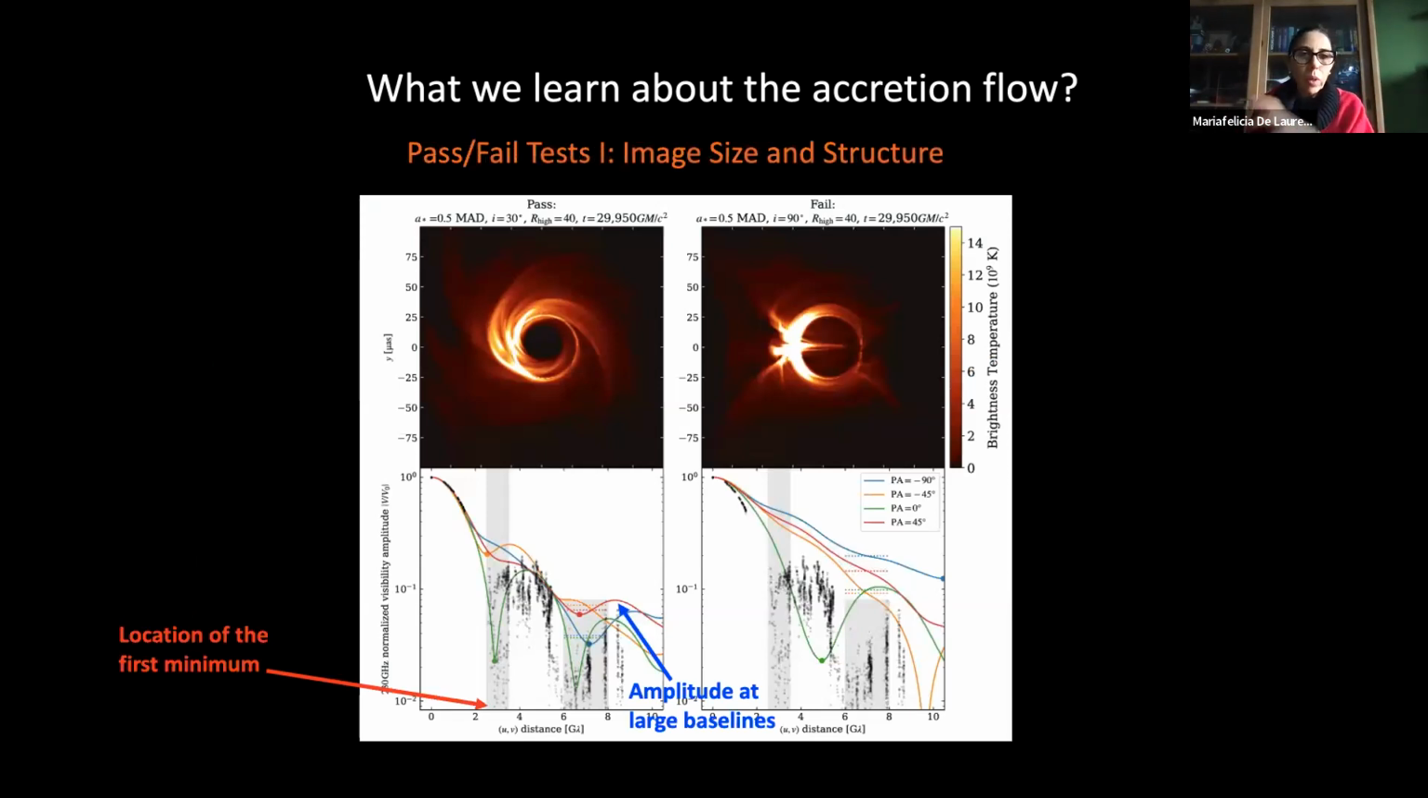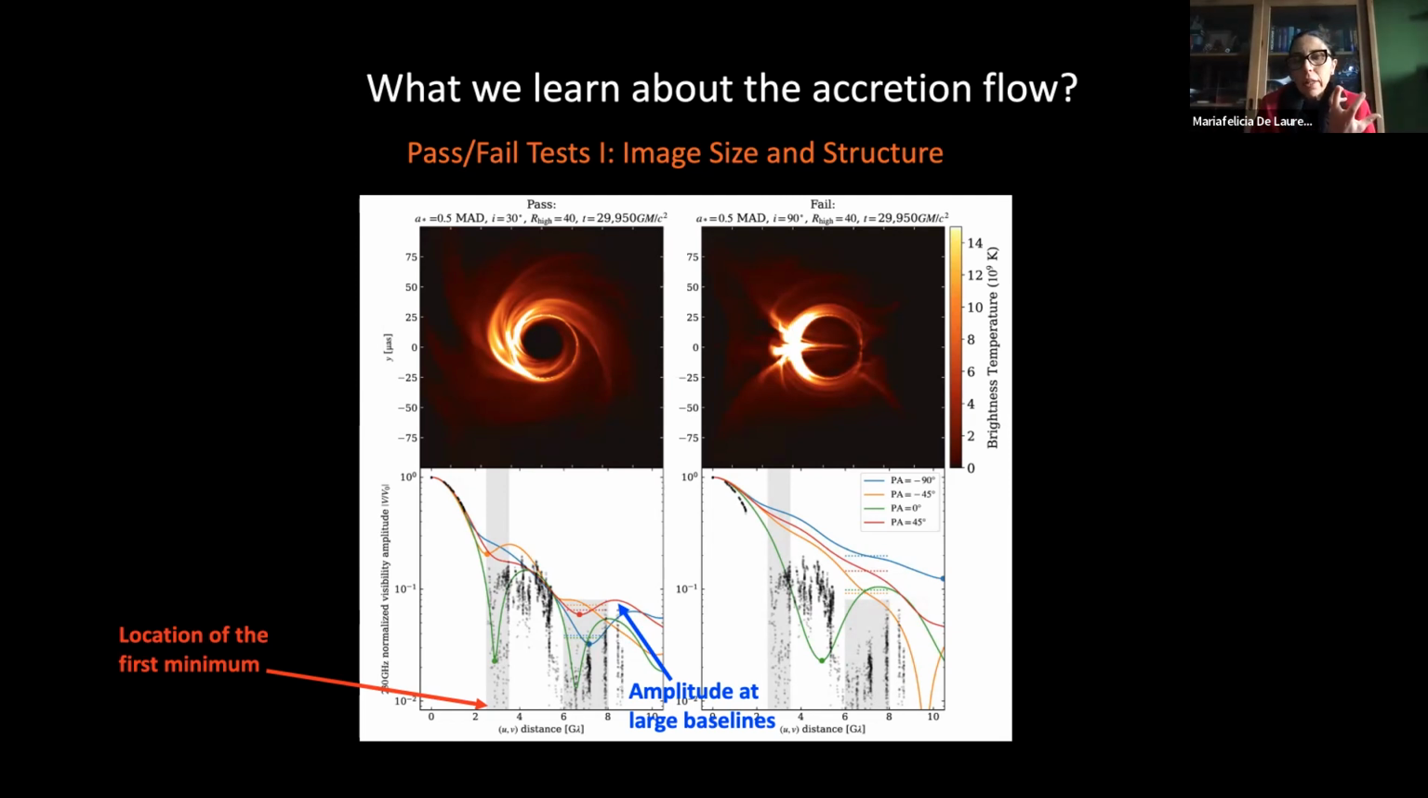So in this huge library, we asked what type of observation we can compare with these two, with SANE and MAD. Which of these pass and satisfy the observational constraints and which do not? So let's do the first pass-fail test. We call it test 1, and we did this test on image size and structure.